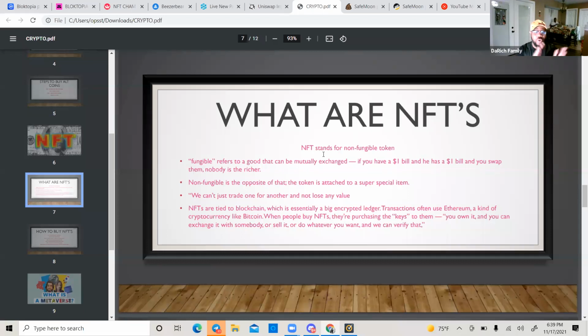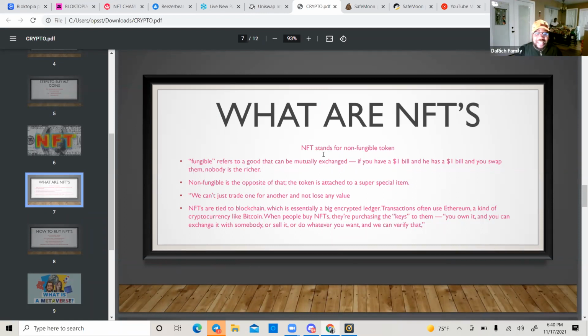Why? Because there's no transaction that can prove the worth and the value of that item, because you don't have anything to step by. Now, these NFTs, they're super duper important. Why? Because they're tied to a blockchain. Now, this blockchain is essentially a big encrypted ledger, which shows you transactions on the Ethereum network and all different cryptocurrencies just in general.